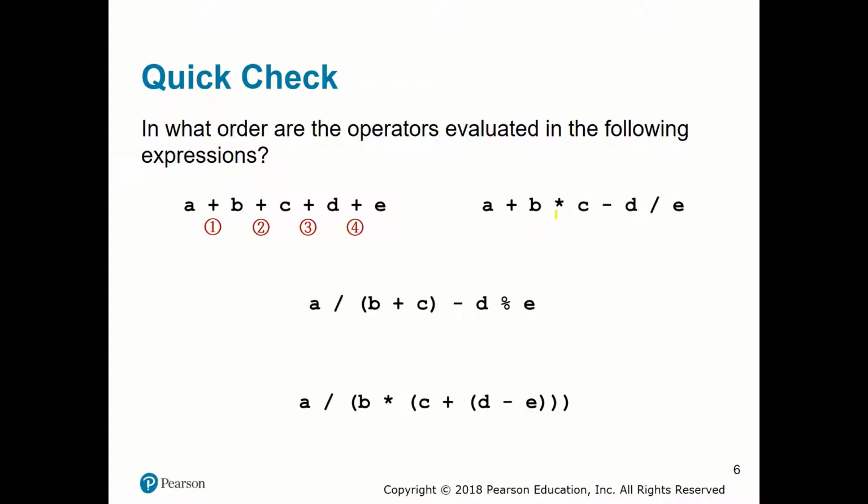And think about this one. In this expression, plus, multiplication, minus, division are mixed. So in this case, multiplication and division have higher precedence than plus and minus. So multiplication should be evaluated first, and division is the second, and then plus and minus.